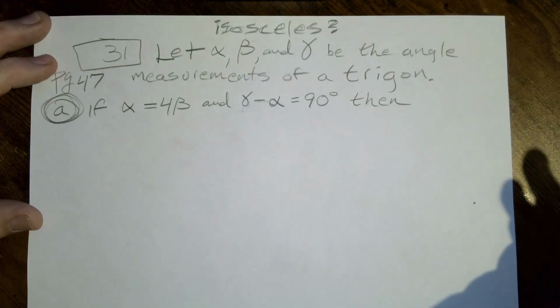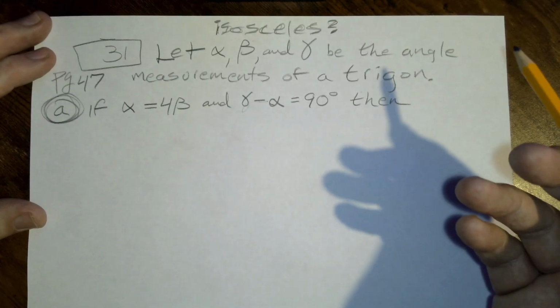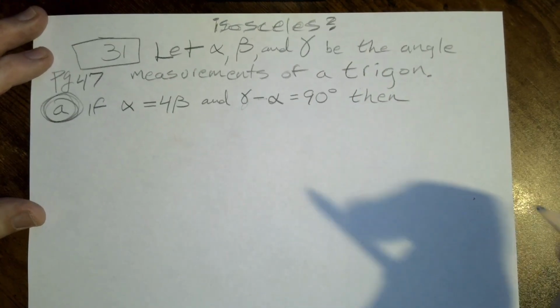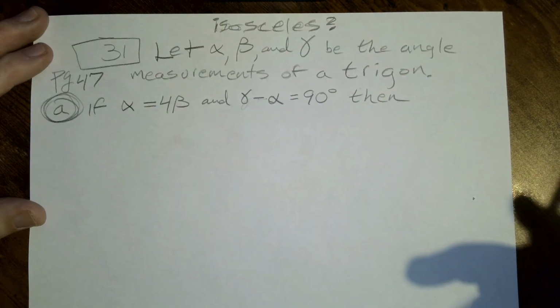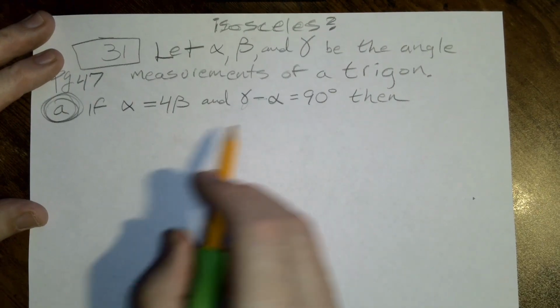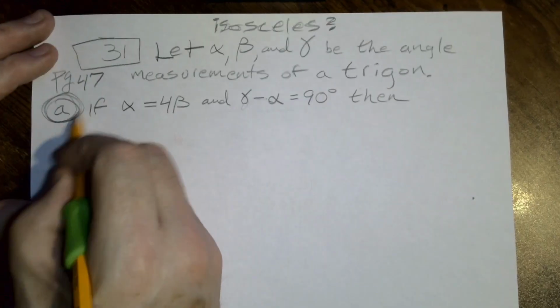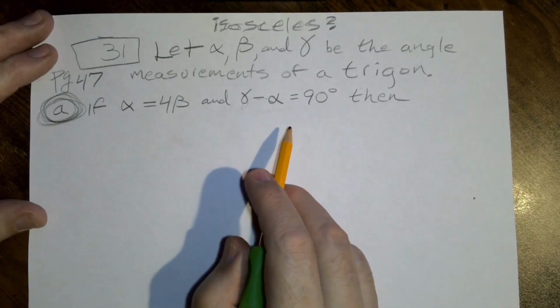Now, we're not talking about side measurements here. We're talking about angles. So the goal is to check these angles and see if we have two angle measurements that are congruent, that are the same. So we have, in 47a, gamma minus alpha is 90.